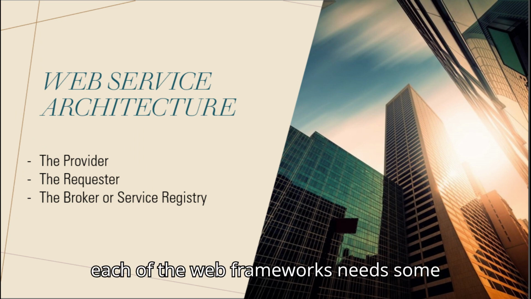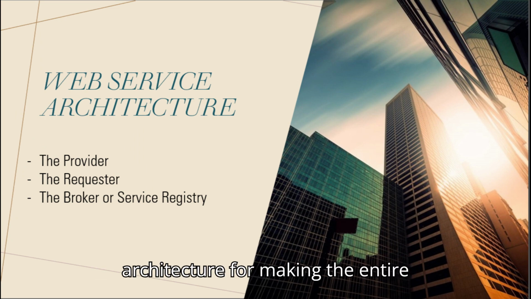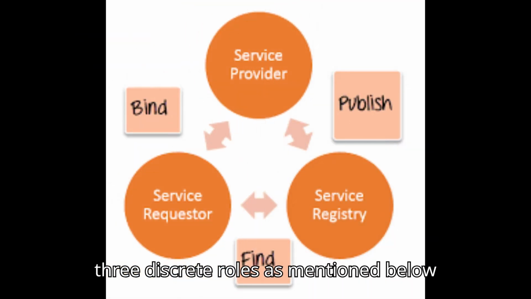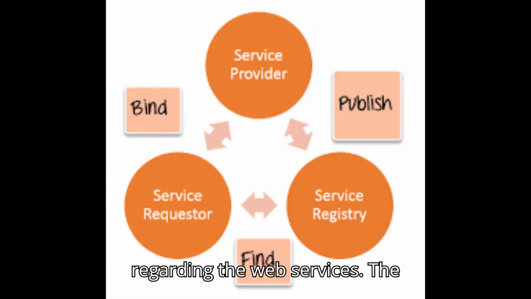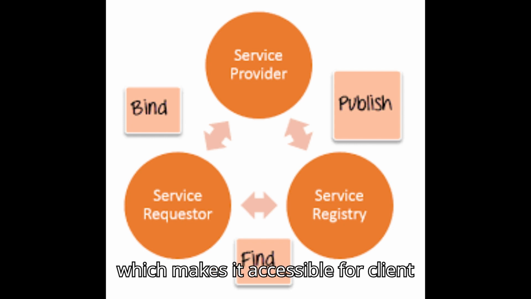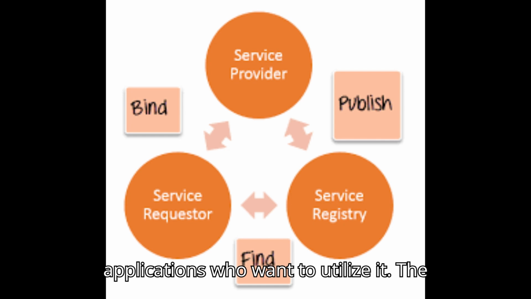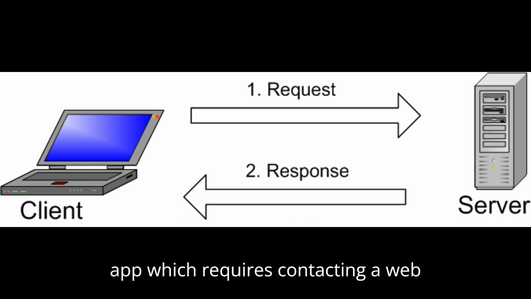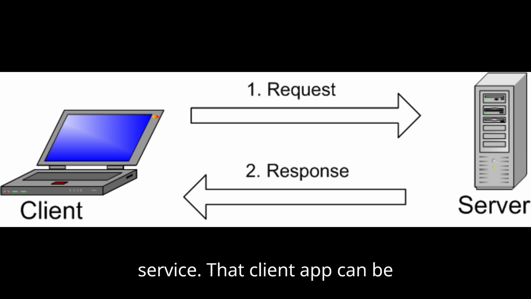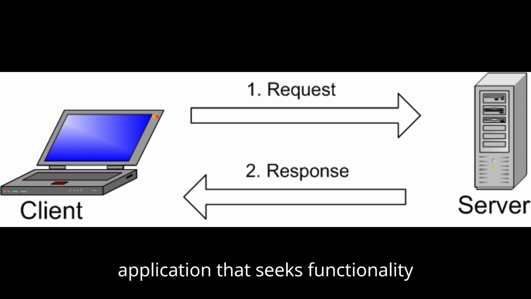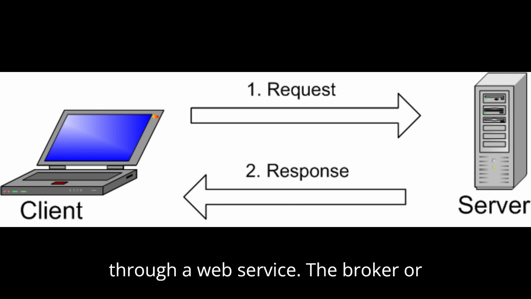Each of the web frameworks needs some architecture to make the entire framework work as required. There are three discrete roles regarding web services. The provider is used to create a web service, which makes it accessible for client applications that want to utilize it. The requester is nothing but the client app which requires contacting a web service. That client app can be .NET, Java, or any other language-based application that seeks functionality through a web service.